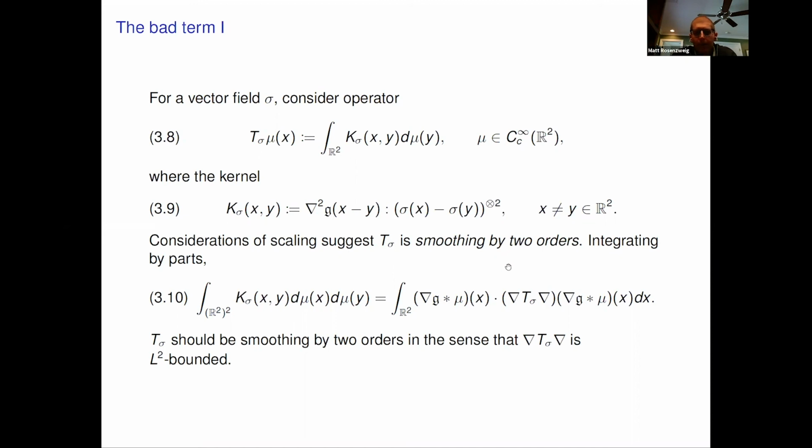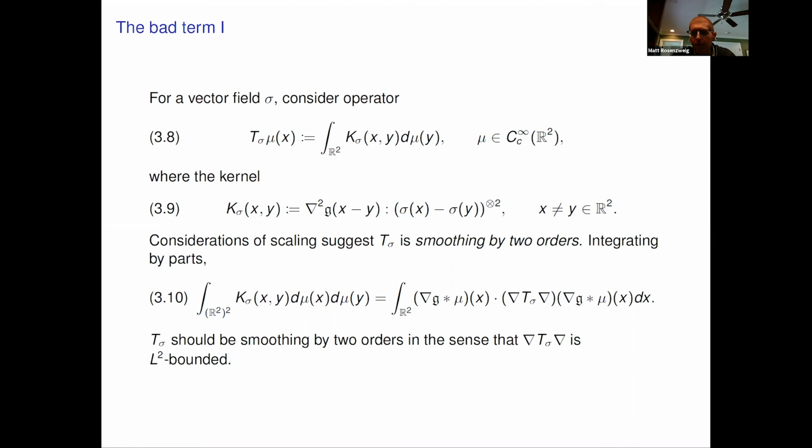So I claim from considerations of scaling that T sigma sub sigma should be smoothing by 2 orders, like mapping L2 to H2. And why is that? Well, this term, this nabla squared G, is like homogeneous of degree -2. And thinking about the mean value theorem, sigma x minus sigma y is controlled by x minus y. Then we're going to have to square that, and that's like homogeneous of degree 2. So in physical space, I'm like homogeneous of degree 0.